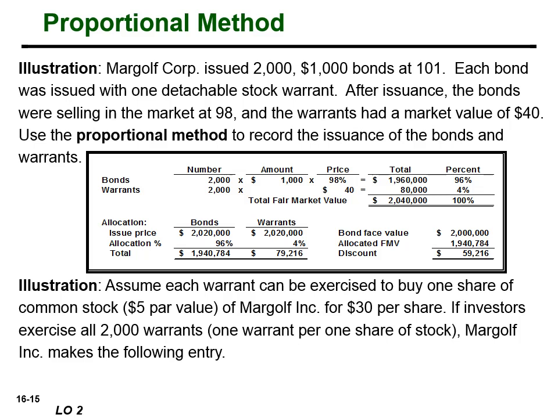So you've got 2,000 bonds worth $1,000 each, and after issuance, the bonds were selling at 98. So 2,000 bonds times $1,000 is $2 million par value times 98%, which is $1.96 million. That is their true value after detachment. The warrants, 2,000 warrants at $40, have a value of $80,000. $80,000 plus $1,960,000 is a total of $2,040,000. That's the total value.